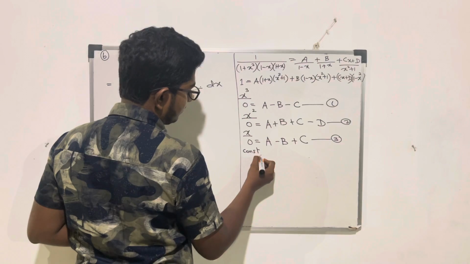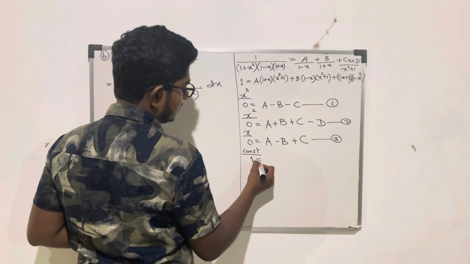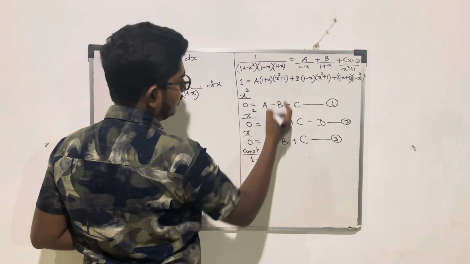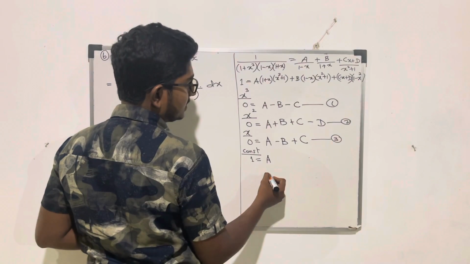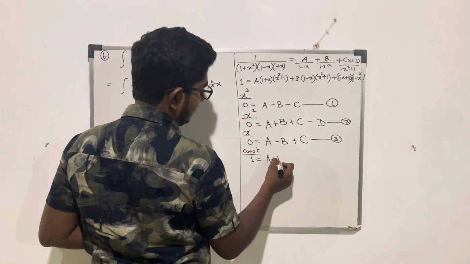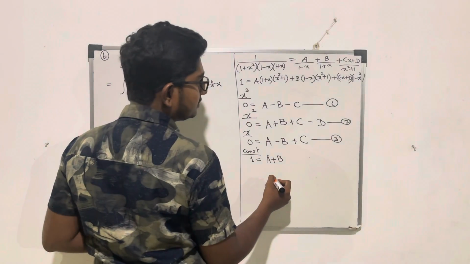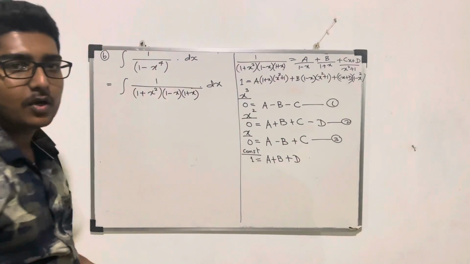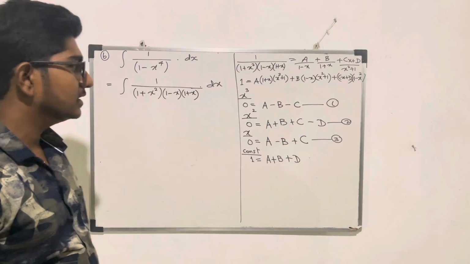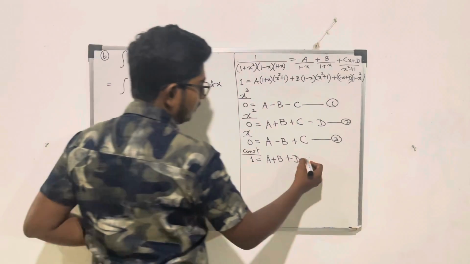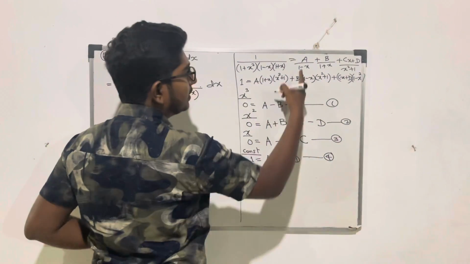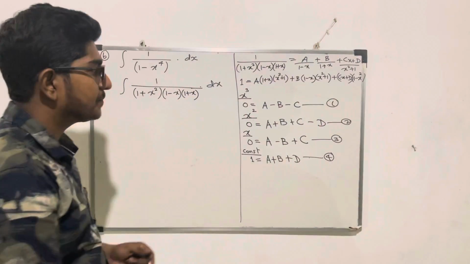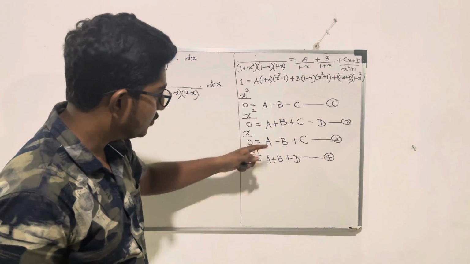Constants. 1 is the constant on the left hand side. Here 1 into 1 will give you a as the constant. Again 1 into 1 will give you b as the constant. D into 1 is d. Now we have compared all the terms and obtained 4 equations for the 4 variables that I have written.